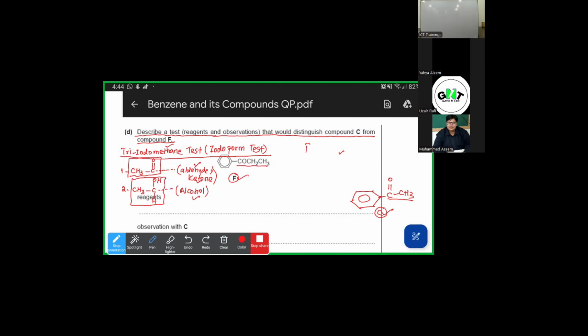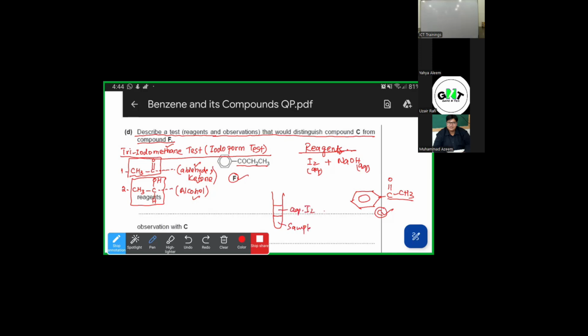So the reagents for the triiodomethane test, what are they? They are two. The first reagent is aqueous iodine, and the second reagent is aqueous sodium hydroxide. Okay, so these two are the reagents. So what should you do? First of all, you should take the sample C or F in a test tube. Now add aqueous iodine in it.